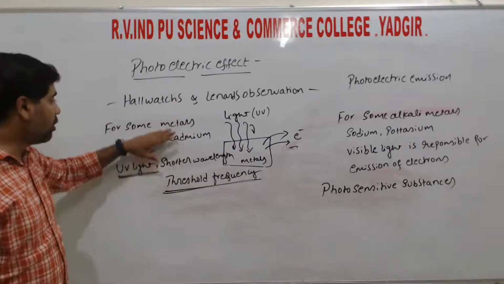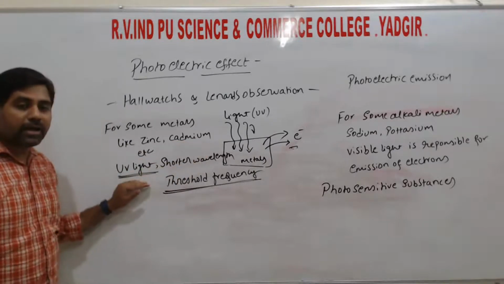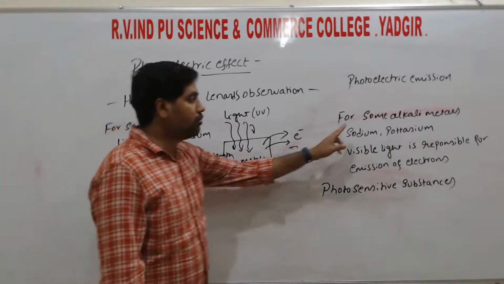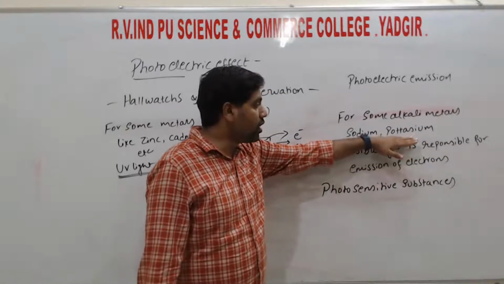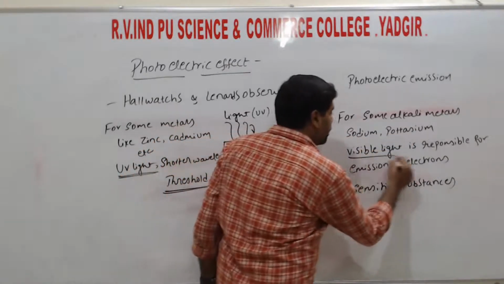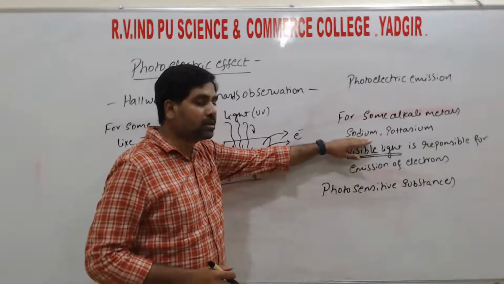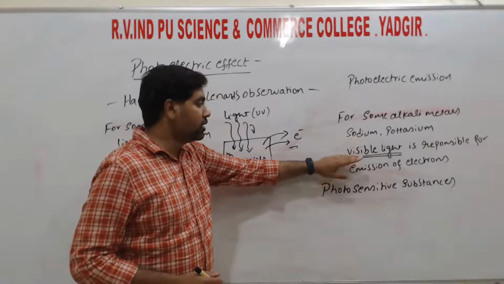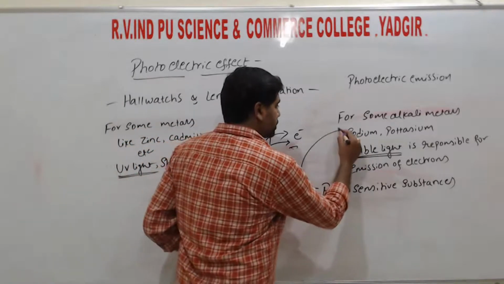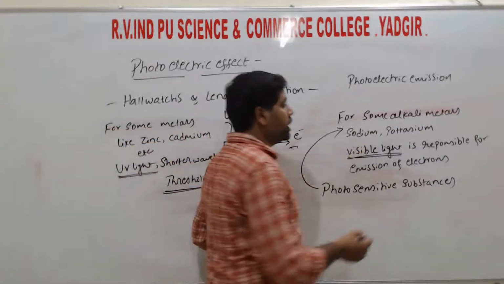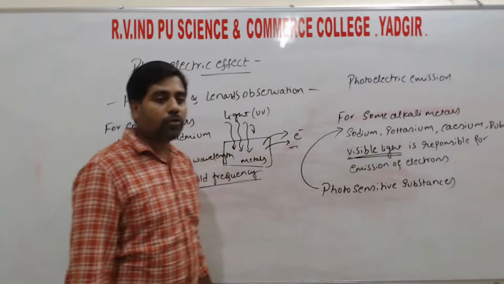Here they observed one kind of metals, that is zinc, cadmium, which emit electrons for ultraviolet light of shorter wavelength, and some metals, that is alkali metals, sodium, potassium, rubidium, cesium, which emit the electrons for visible light also. Hence these are very sensitive to sunlight or visible light. We say these are sensitive to visible light, hence those substances are called photosensitive substances. Examples are sodium, potassium, cesium, rubidium. All alkali metals are photosensitive substances.